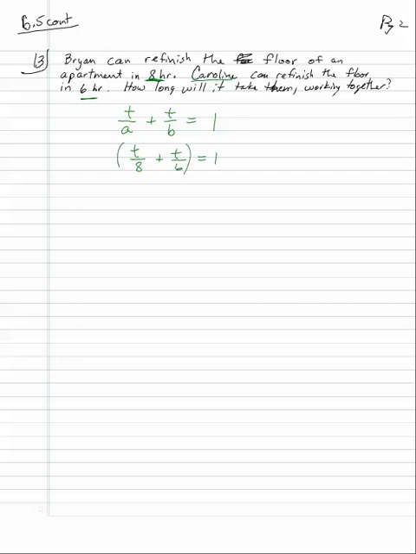We're going to multiply everything by the LCD, which is 24. Distribute. 24t divided by 8 is 3t. 24t divided by 6 is 4t. 1 times 24 is 24. 3t plus 4t is 7t, and divide by 7. So t is 24/7, or let's see, what would that be? 3 3/7 hours. So not quite 3.5 hours.